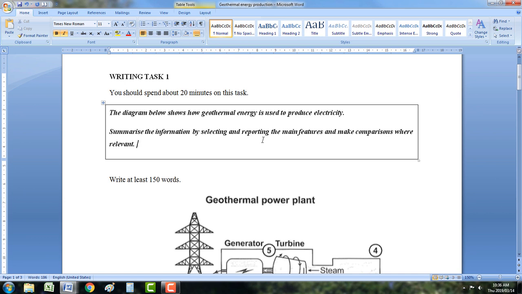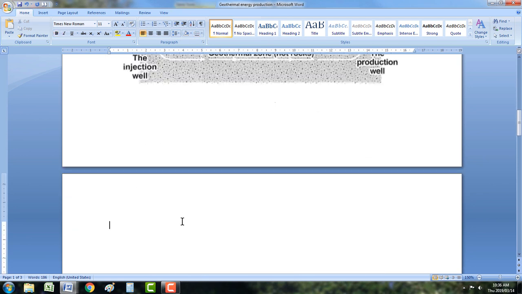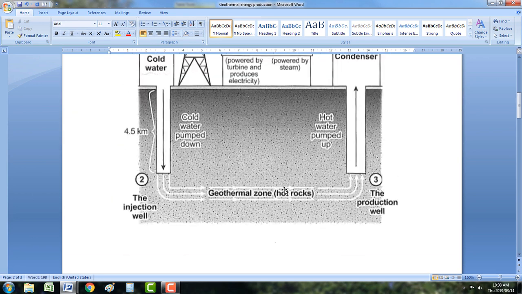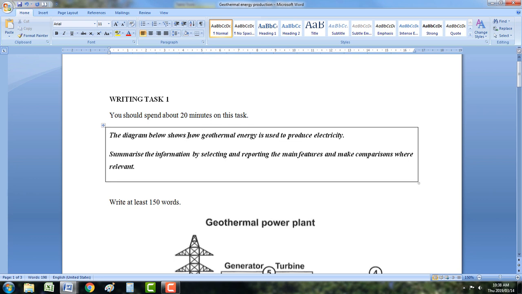Sometimes a word is a word and there's no synonym for it. So I would just say the figure or the picture, maybe the figure. And then I like the word depicts, but you can say illustrates. The paraphrase is not that important. So I've just said the figure depicts the process of generation of electricity from geothermal energy. Don't worry too much about this paraphrase.